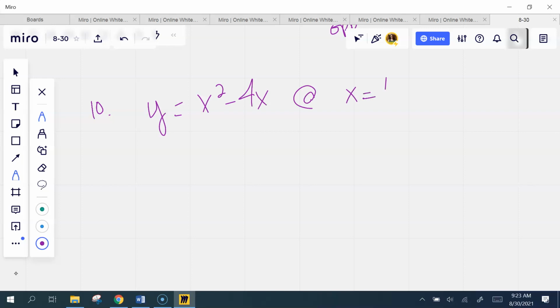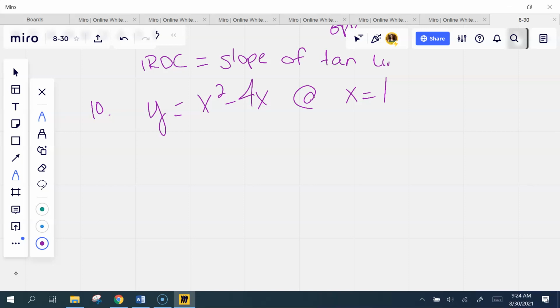At x equals 1. So what I want to do is write the equation of the tangent line at x equals 1. So before I can write the equation of the tan line, I need the slope, because the tan line is the slope. And the slope is going to give me the slope of my line, right? The slope equals the slope of the tan line.